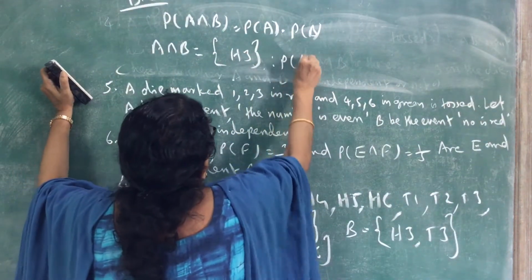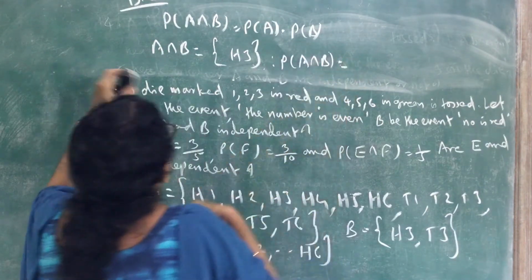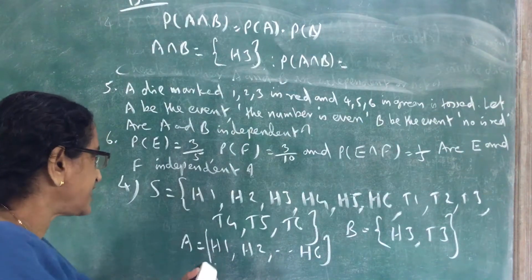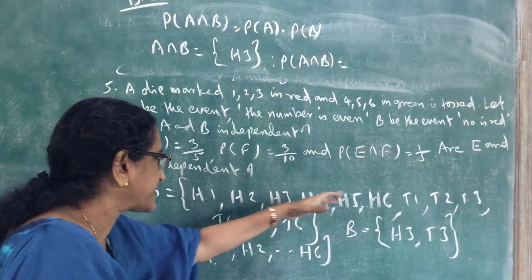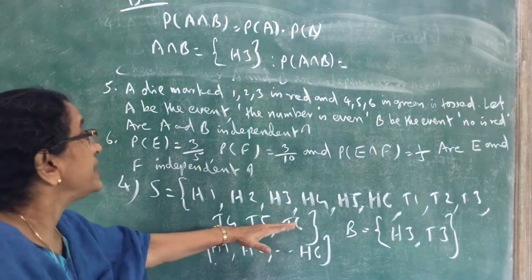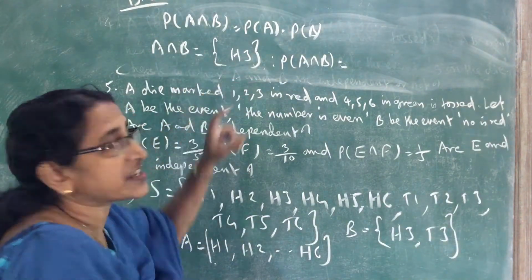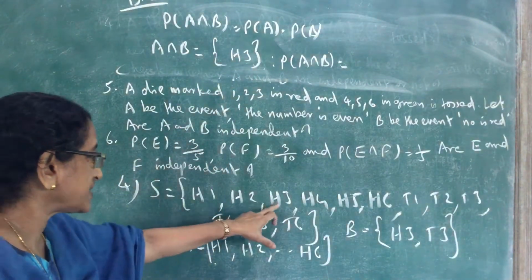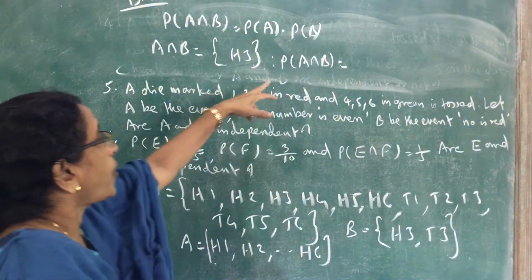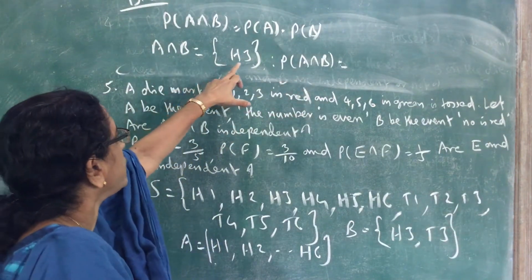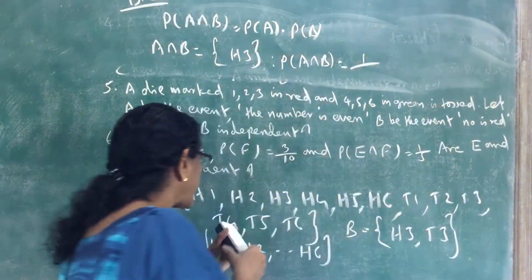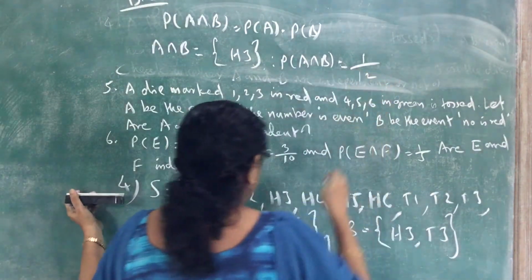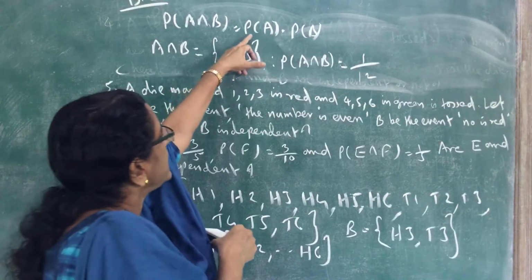Therefore, probability of A intersection B equals number of elements in A intersection B divided by the total. How many elements are there in A intersection B? See, these are the sample points, 1, 2, 3, like that. There are 12 sample points. In that, A intersection B has only one element. Don't count H and 3 as 2 elements. H3 together is one element of the sample space. So probability of A intersection B is 1 divided by the total number of elements in the sample space, 6 plus 6, 12. So 1 by 12. Then, what is probability of A into probability of B?